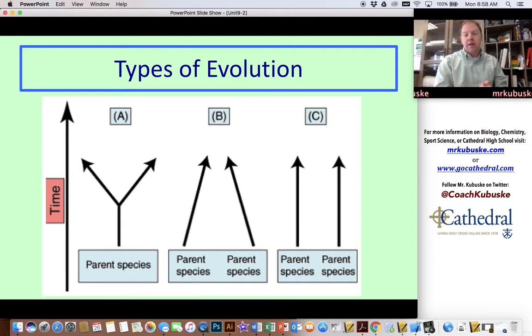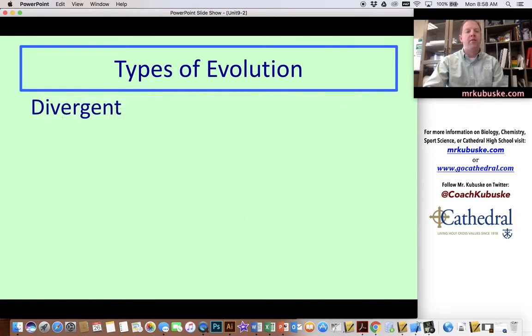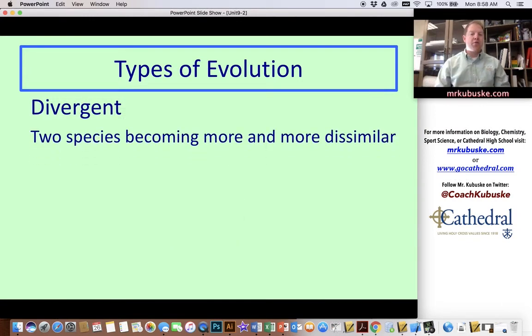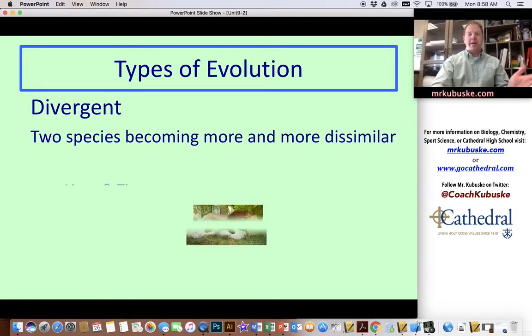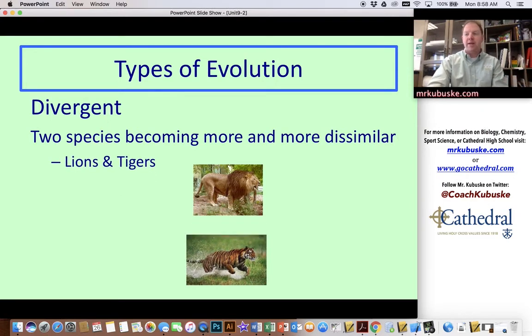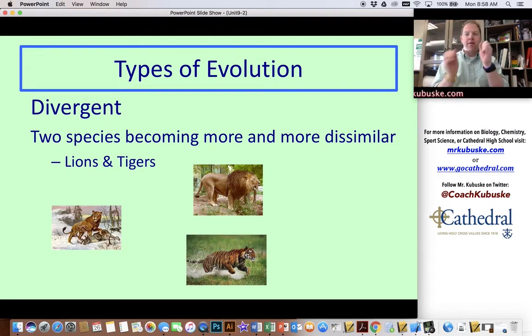Okay, keep moving on. Types of evolution. In other words, what direction is evolution moving? It's called divergent evolution if you were the same species, but now you're becoming more and more dissimilar. Lions and tigers are a good example of that. They were once the same thing.